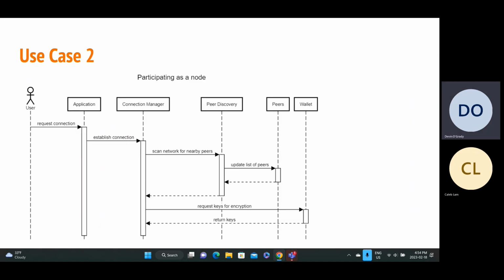In the second use case, participating as a node, the user requests a connection to the application, and the connection manager will establish the connection, where the peer discovery will get the nearby peers and update the list of peers that are connected. And then you can request your key for encryption to get into your wallet, and it'll return the keys of what's in your wallet.